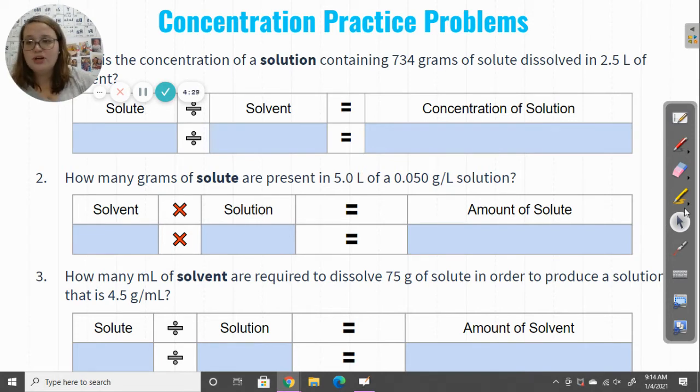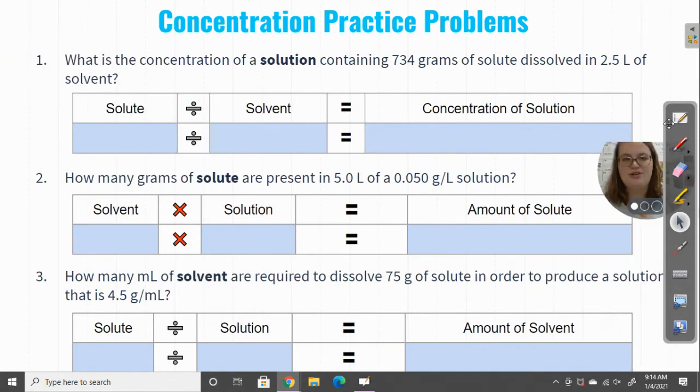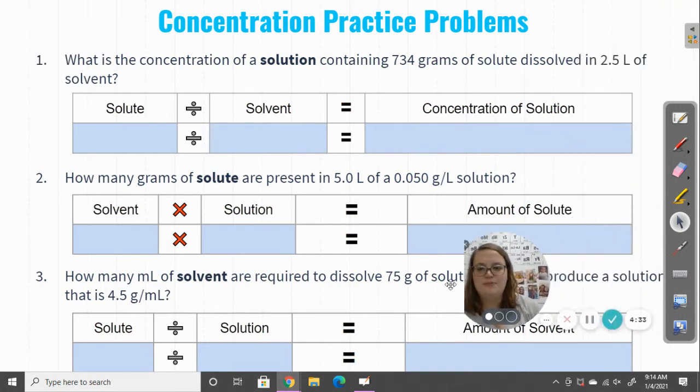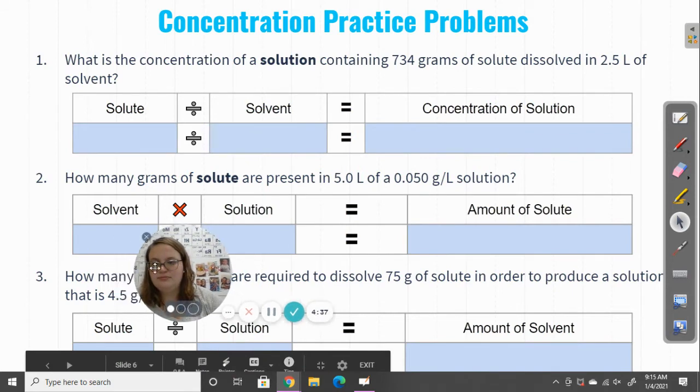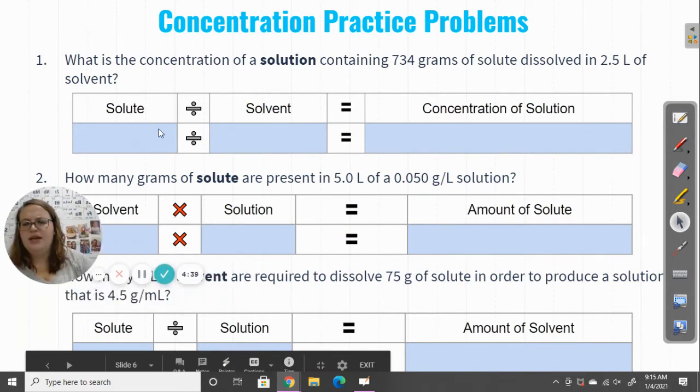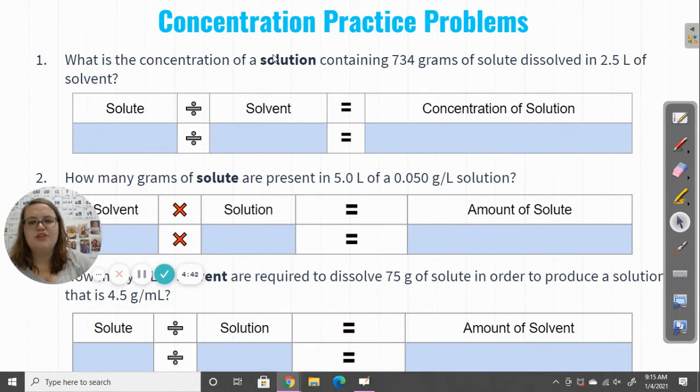I've bolded the word that you're solving for, and I did the same thing on your assignment, so that should make it a little bit easier. So we're looking for the concentration of a solution, and we're told how much solute we have and how much solvent we have. So we're solving for solution. We plug in our values, and then we divide your solute by your solvent to get your concentration. Be sure to include your units.